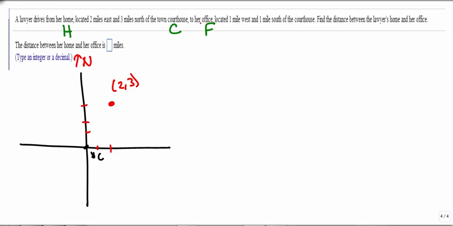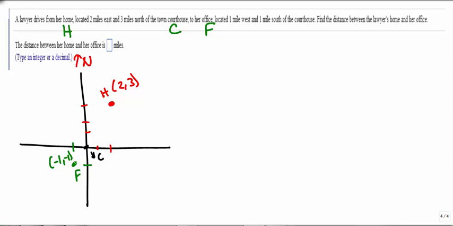And she's driving to her office, and the office is located 1 mile west. Okay, so this is her home. The office is located 1 mile west and then 1 mile south. So this is the ordered pair (-1, -1), and this is her office, F. So basically what I'm trying to do is find the distance between these 2 points.